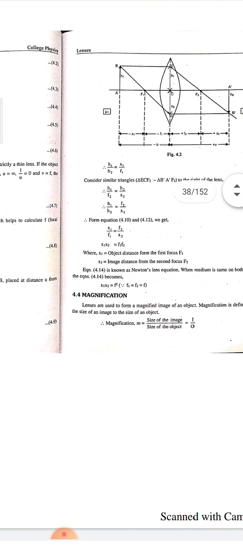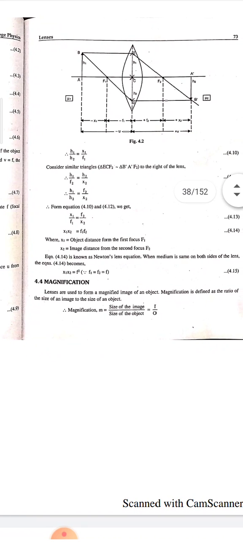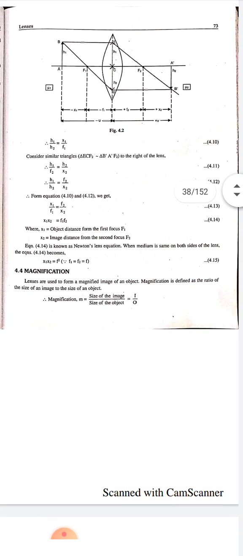Now Newton's lens equation: x1 upon f1 is equal to f2 upon x2, or x1 x2 is equal to f1 f2. x1 is the object distance from the first focus f1, x2 is the image distance from the second focus f2, and this is known as Newton's lens equation. When the medium is the same on both sides of the lens, the equation becomes x1 x2 is equal to f square, since f1 and f2 are equal to f.